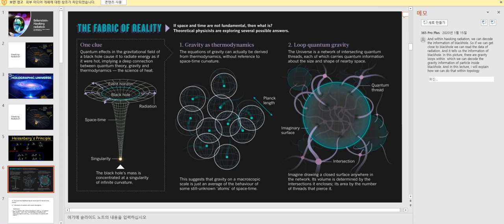And within Hawking radiation, we can decode the information of the black hole. So if we can get close to the black hole, we can read the data of the radiation, and it tells us the information of black holes. In this picture, there are gravity loops within which we can decode the gravity information of particles inside the black hole. And in this lecture, I will explain how we can do that using topology.